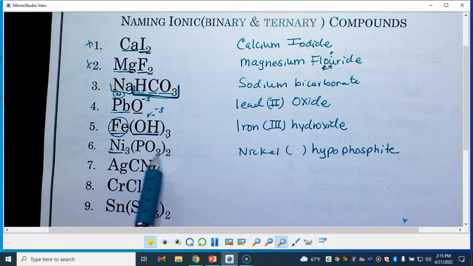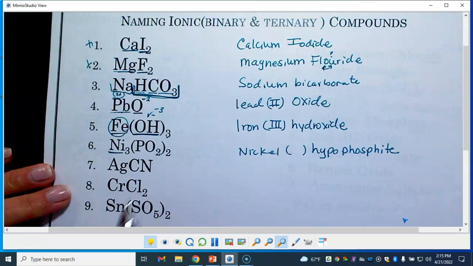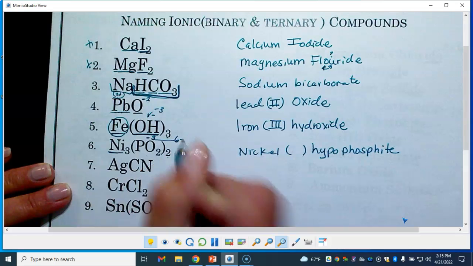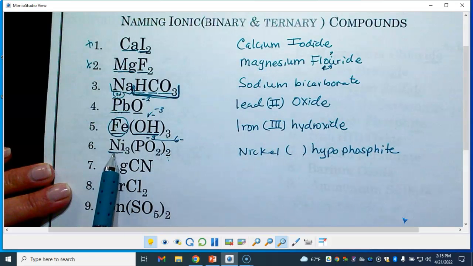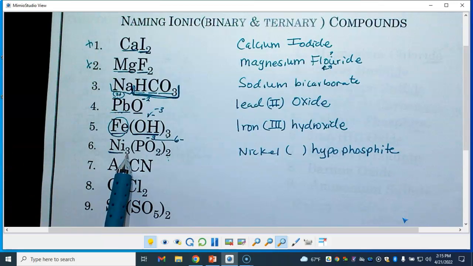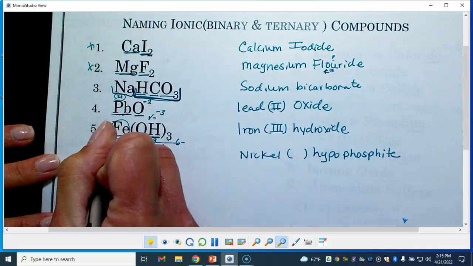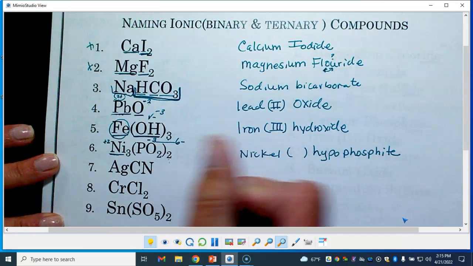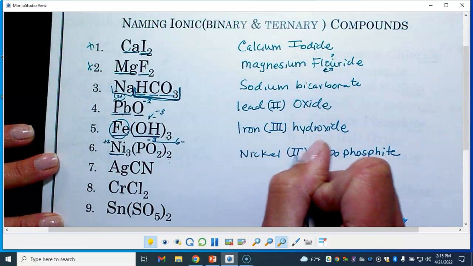So hypophosphite, what is phosphate's charge? -3, right? But see how we've got 2 of them out here? So 2 times -3 gives me an overall charge of -6. So if we have 3 nickel atoms, each nickel atom has to have a charge of what? 3 times what is 6? So nickel has to have +2 charge. So my Roman numeral is 2.